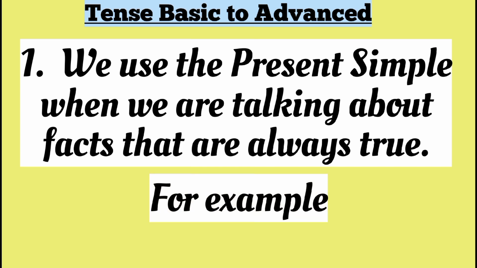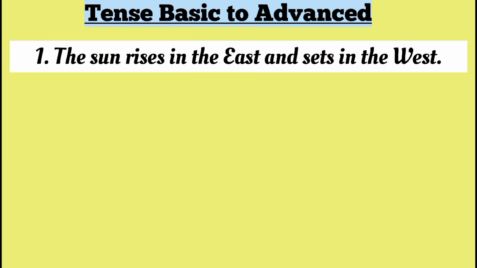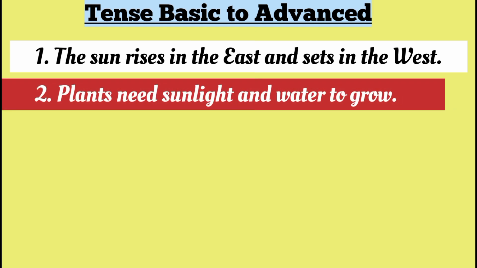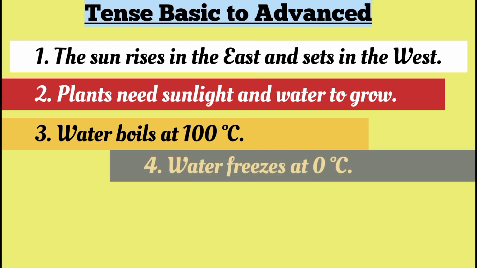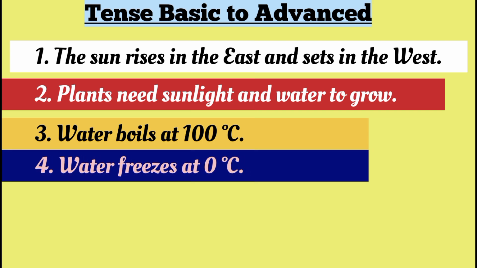For example, first example, the sun rises in the east and sets in the west. Second example, plants need sunlight and water to grow. Third example, water boils at 100 degrees centigrade. And fourth example, water freezes at 0 degrees centigrade. These are all examples of facts as well as universal truths.